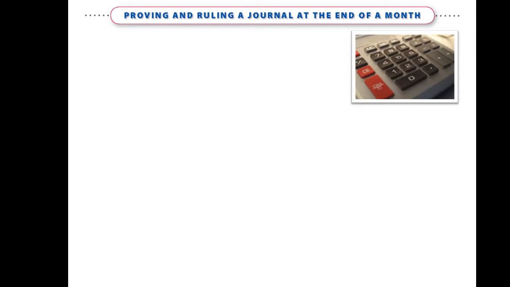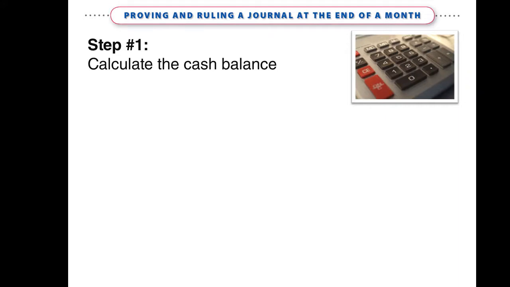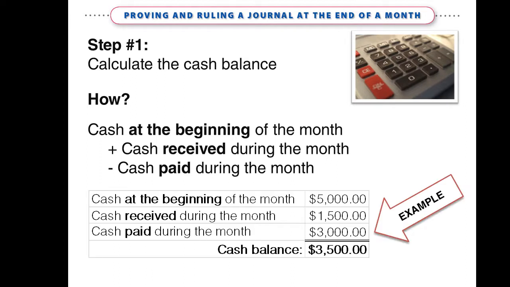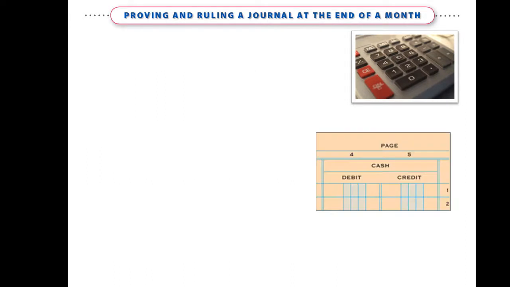We must prove cash at the end of the month as part of proving and ruling the journal. The first step is to calculate the cash balance. We do this by looking inside the journal. We know how much cash we have at the beginning of the month, so we need to determine how much cash was received and how much we paid. Once we have these totals, we can determine our cash balance.